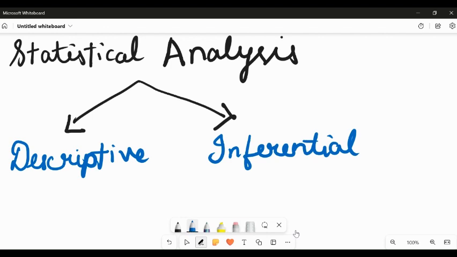Before starting with the definitions of statistical analysis, descriptive and inferential, I'll give one small example. You will find out what statistical analysis is from that example itself. I'll take one population data. Population is represented as P, and sample data is represented as S. It's a universal term that we use to represent population and sample. So I'll give a small example.